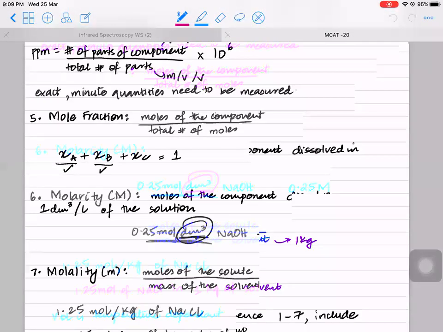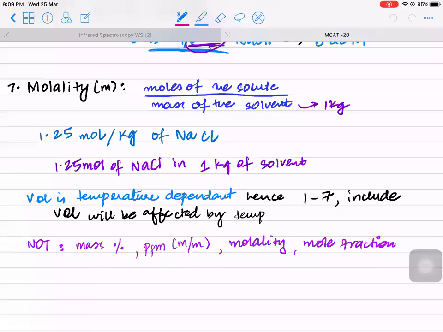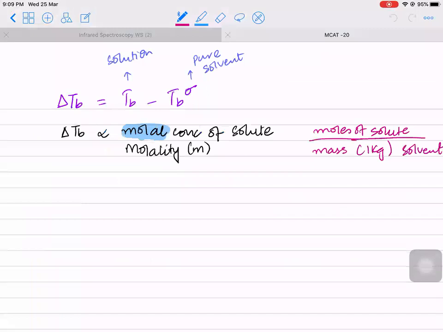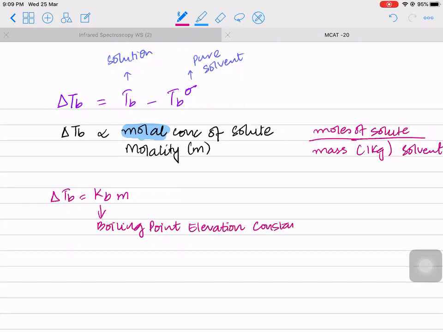Molality. Molality was the moles of solute over the mass of solvent. So how many moles of solute you have per kilogram of solvent, right? So that was molality. Now here we are using the molality, and we know that delta TB will be proportional to the molality of the solute. If I remove the proportionality sign, it will be KB m. This is a constant, and it is called the boiling point elevation constant.